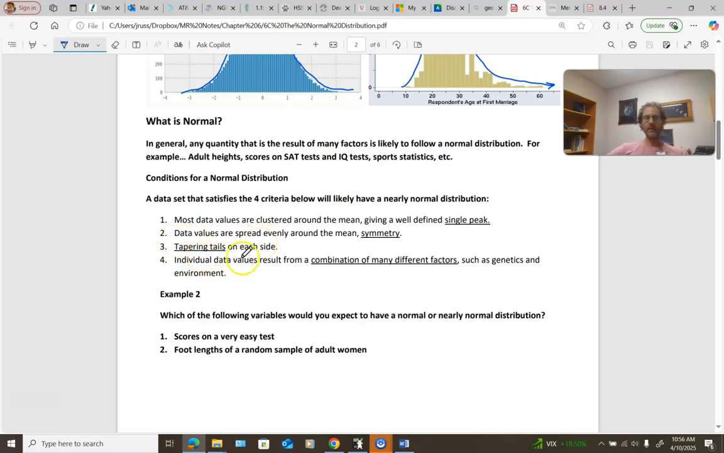And then individual data values result from a combination of many different factors, such as genetics or environmental factors, things of that nature.